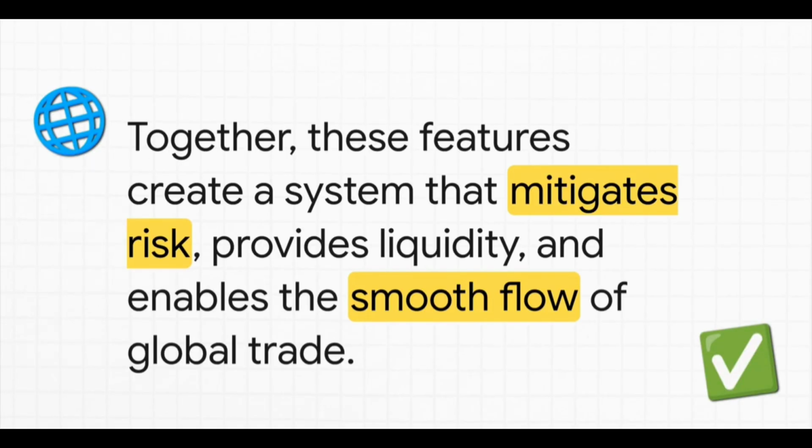And here's the most important takeaway. None of these features work in a vacuum. They all interlock to create this incredibly structured, robust system. It's this very structure that lowers the risk enough for banks to provide the liquidity needed to keep goods moving all around the globe. It's what makes the whole system possible.